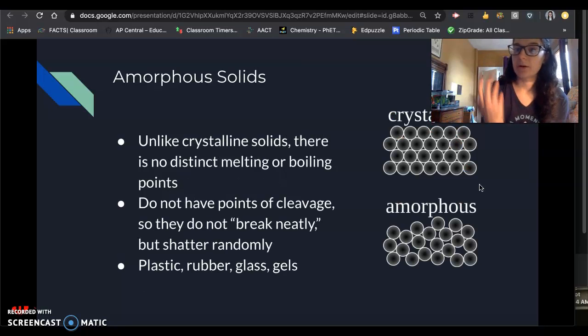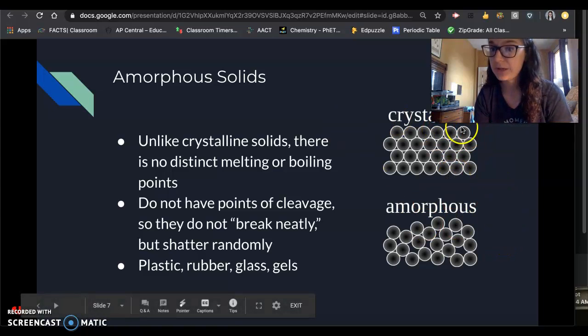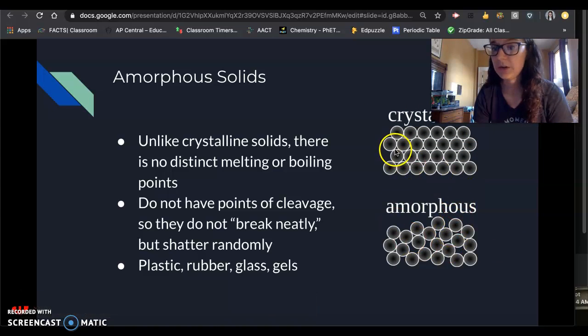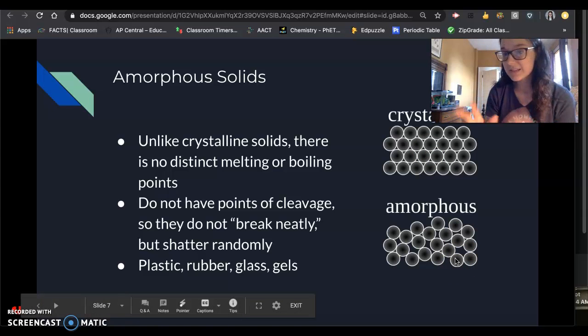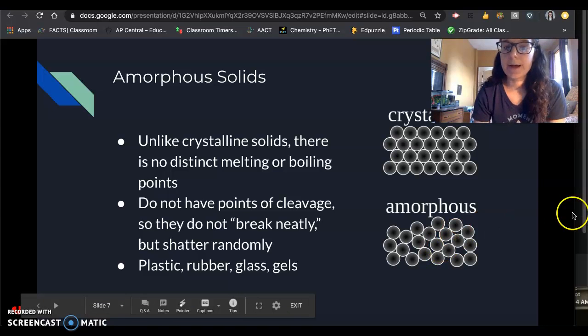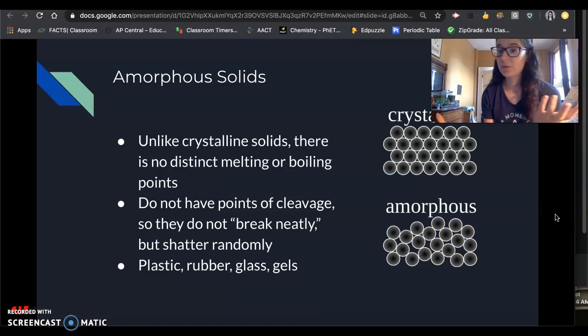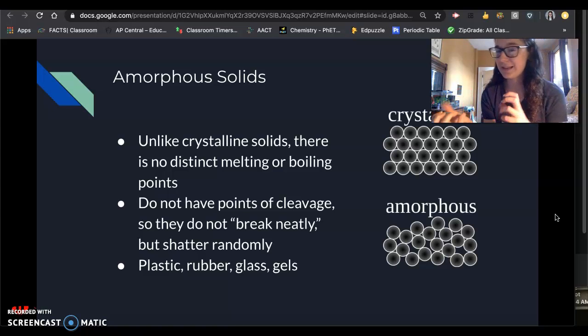And then finally, we talk about amorphous solids. So this image here shows you the difference between crystalline and amorphous solids. Crystalline, those little particles are nice and organized in a 3D repeating pattern. Amorphous, it's just like you clump them together. They fit together pretty nicely, but there's no repeating pattern or anything. Because of this, since they don't have an organization or a repeating pattern, they don't have distinct melting or boiling points. So different parts of this solid actually start to melt at different times.